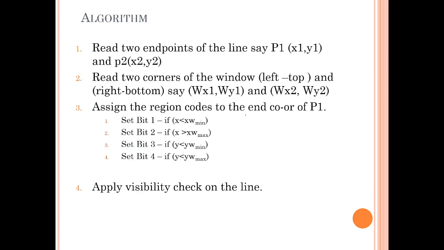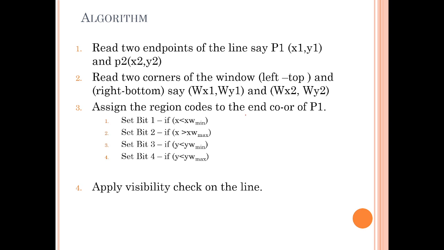So read two endpoints of the line, say P1 of (x1, y1) and P2 of (x2, y2). Read two corners of the window, left top and right bottom, say (wx1, wy1) and (wx2, wy2). Then assign the region codes of the two endpoints, starting with P1: x less than xw min, x greater than xw max, y less than yw min, y greater than yw max. Based upon these conditions, we can identify which is inside, which is outside, and which are part of the clipping or not part of the clipping.